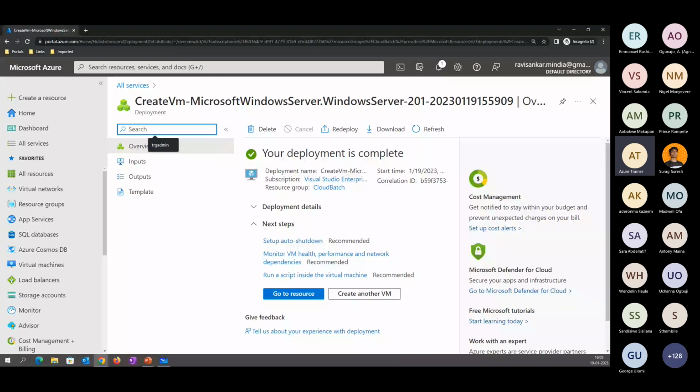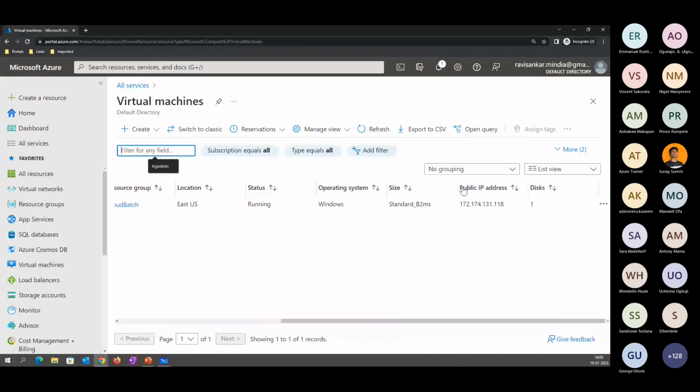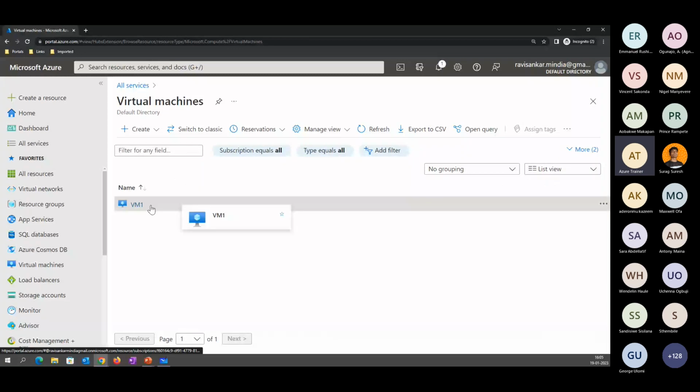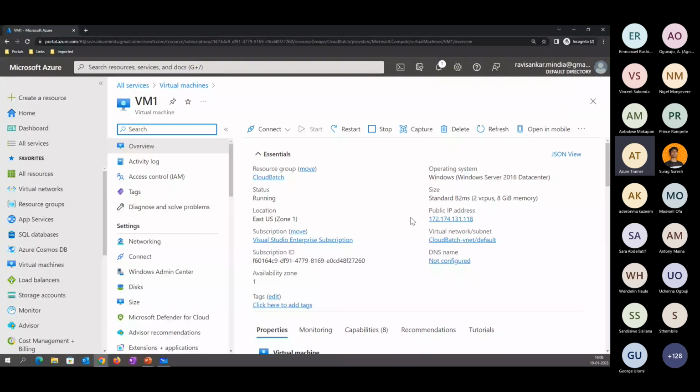Right now, if you go to virtual machines and click on the virtual machine tab, you may be able to see VM1 has been created here. Now, if you click on VM1, on the right side, you may be able to see there is a public IP address assigned here. On the overview tab also, you can see a public IP address is assigned.